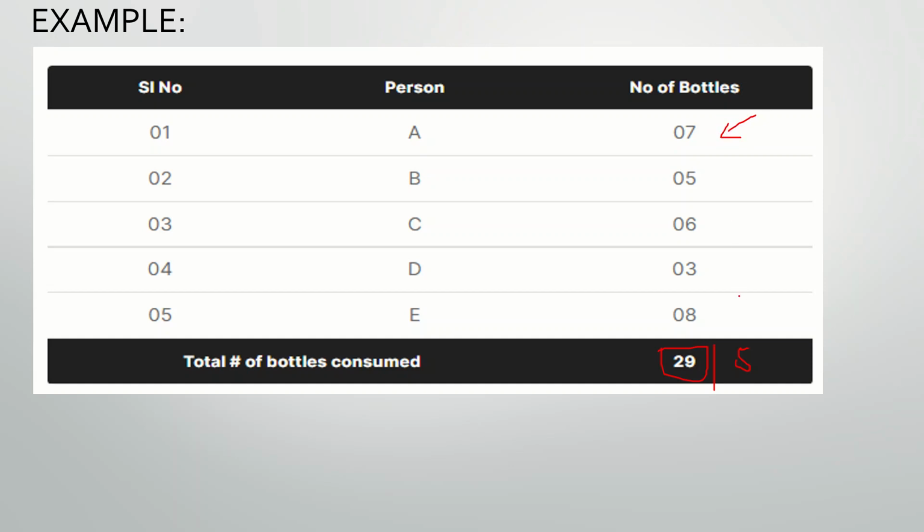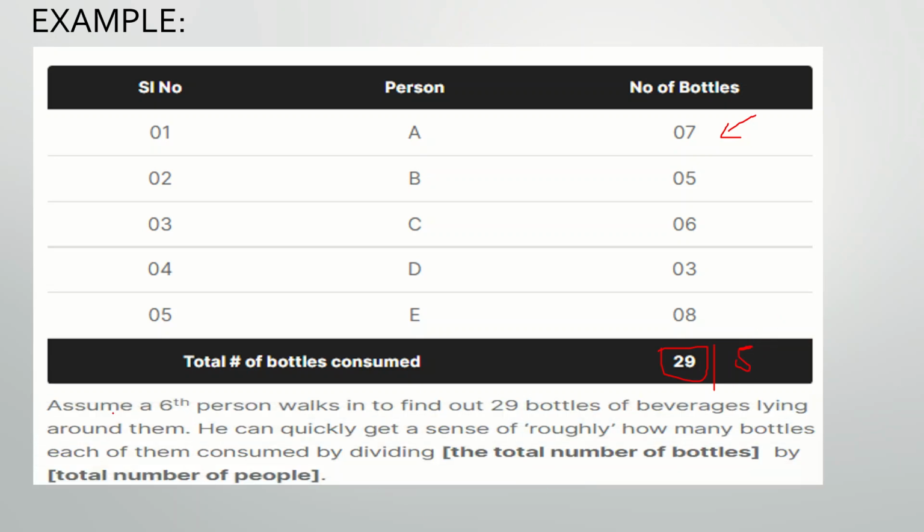A single person cannot consume 29 bottles, so he wants to know how many bottles are consumed per head. So he will divide the 29 total bottles by 5 because of the 5 persons, and he will come up with a result that approximately 6 bottles are consumed per head. So that is how you can determine the average price.